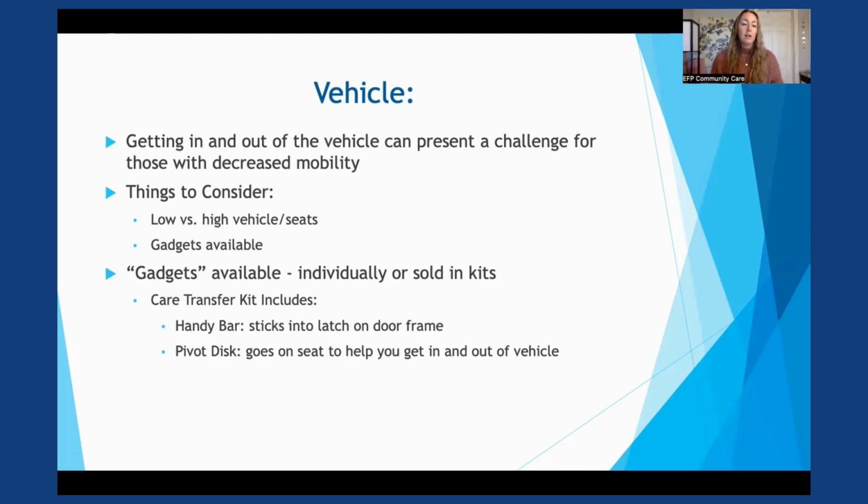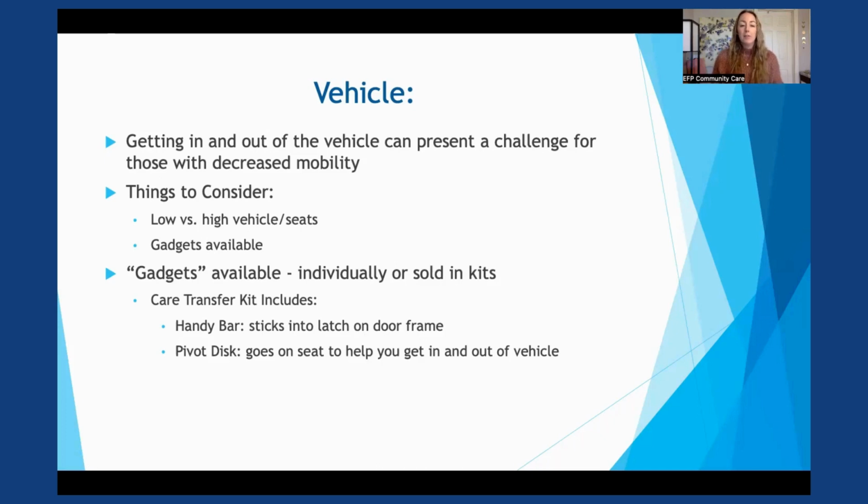There are gadgets available. They are individually sold, or you can buy them in a kit. The kit includes this handy bar, and this handy bar sticks into the latch in your door frame, that little U-loop. And it can be removed so it doesn't stay there, so you can close the door. Then you can use it with your arm. It's like another lever there for you to use to help get you in and out of the vehicle.